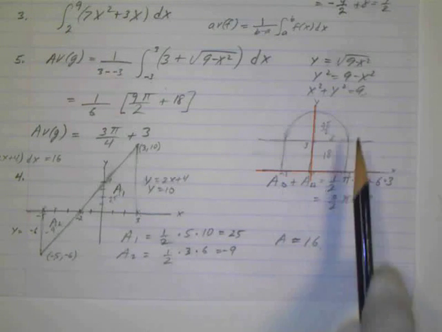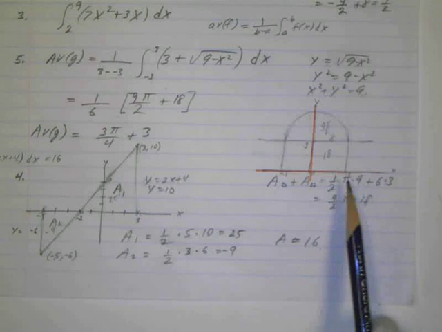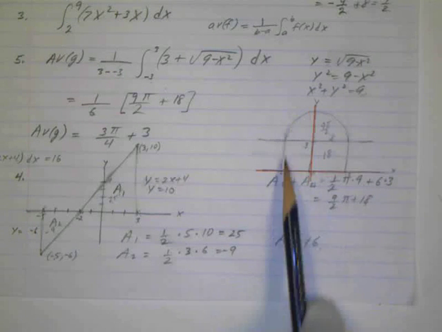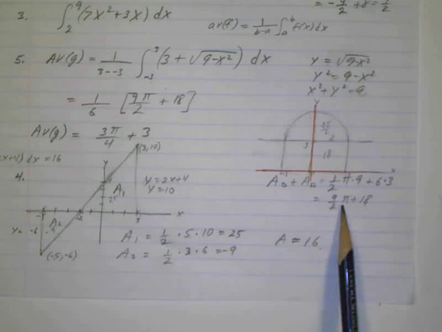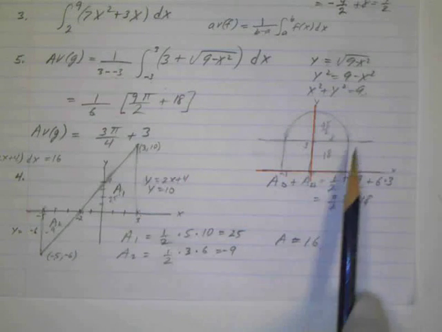The area of the semicircle was 1/2 times 9 times pi, or 9 over 2 pi, and the area of the rectangle is 18, so the area of the region is 9/2 pi plus 18. That's going to be the value of my integral, because it's all above the axis.